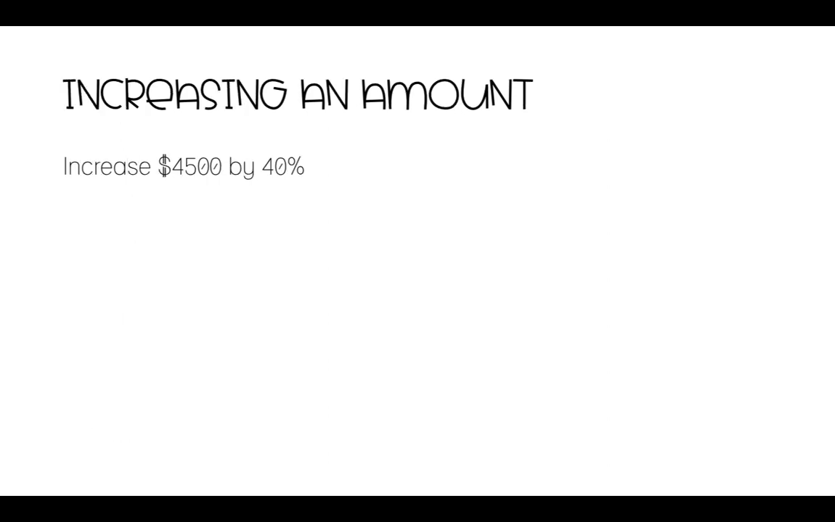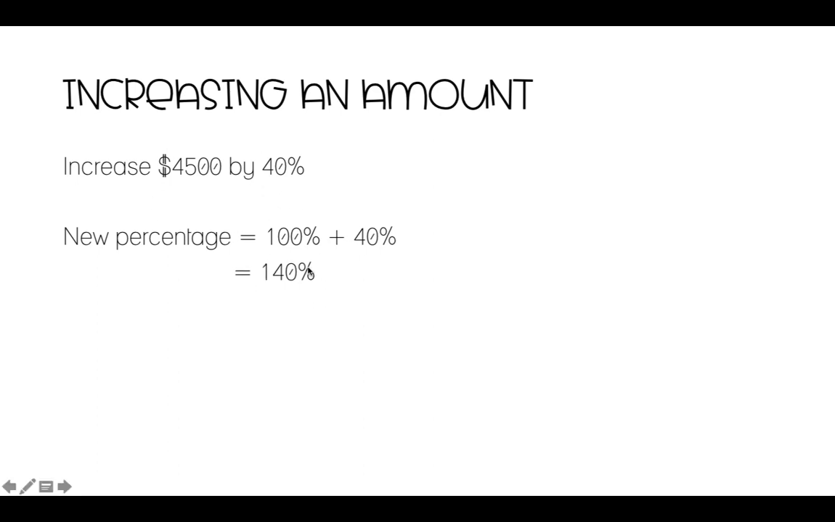Now increasing an amount. So we have $4,500 and we're going to increase that by 40%, which means we're going to end up with more money at the end because we're increasing. So the first thing we need to do is, well, 4,500, that's our 100%. And then we're going to increase by 40, which means our new percentage is 100% plus 40, which gives us a percentage of 140.